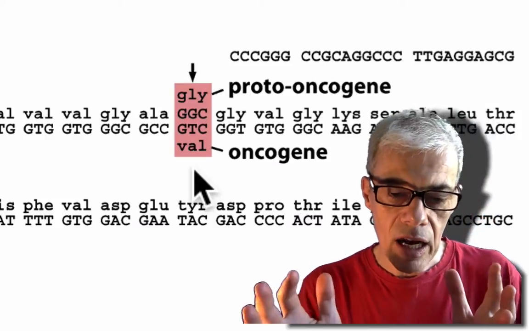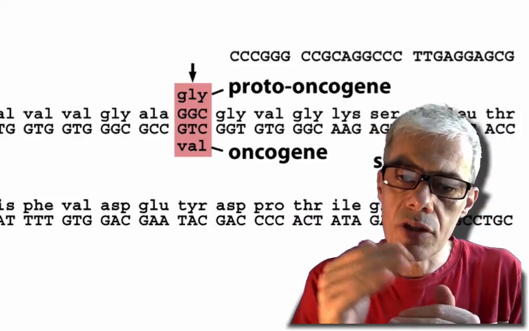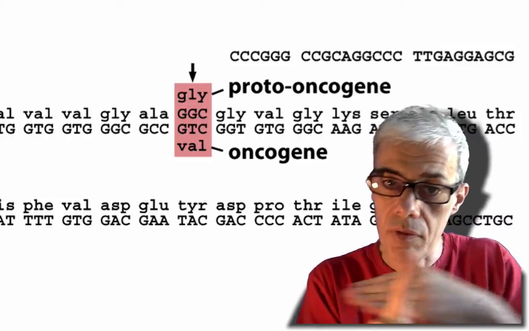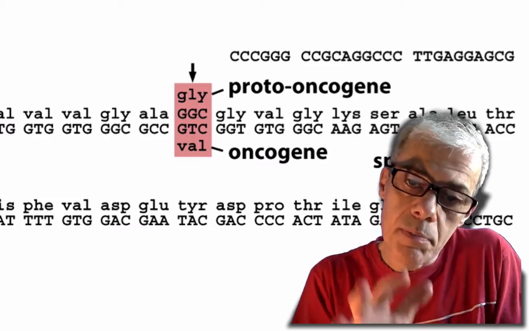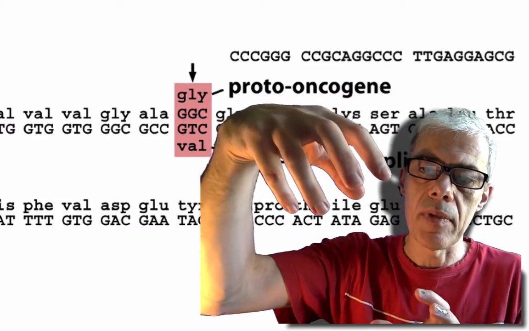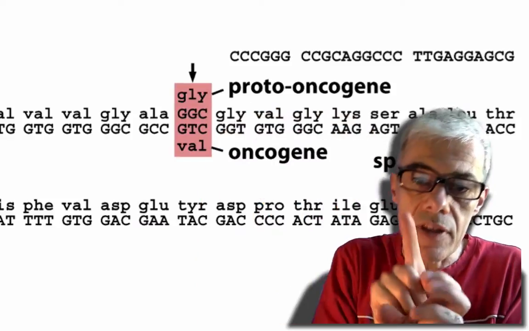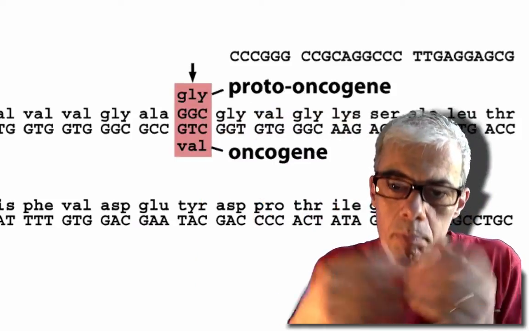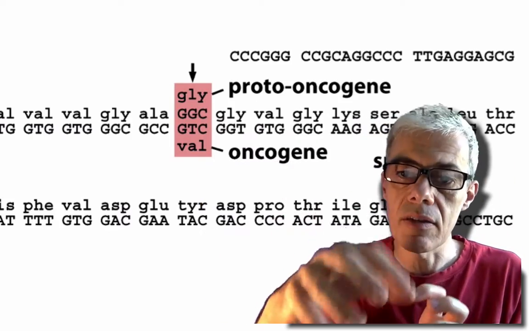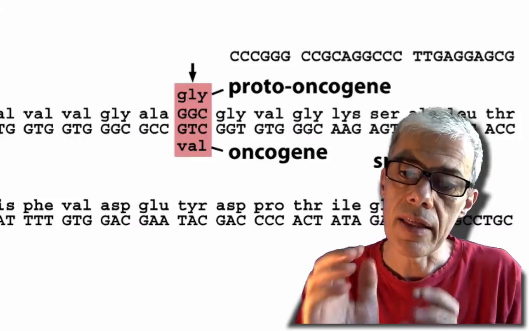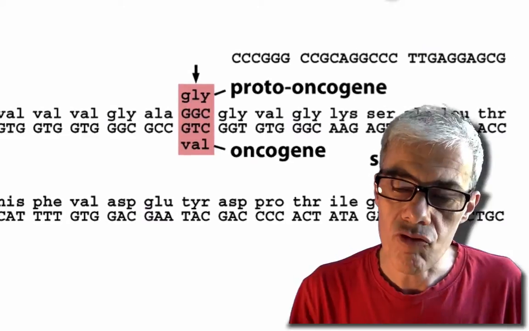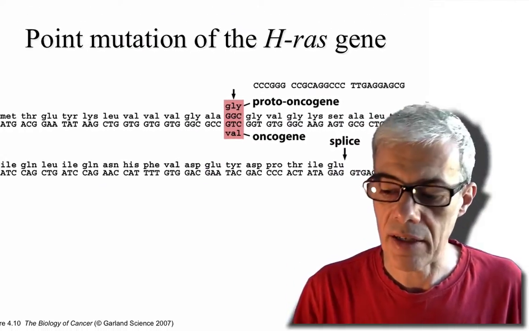Now, if you think about it, glycine is the shortest, smallest amino acid residue there is. It's just a hydrogen atom off the backbone. Valine has these big protruding methyl groups. It's a big tree of an amino acid residue, as opposed to this tiny little glycine. So you put this big bulky thing into the protein sequence here. And that causes a change in protein function, and it causes the Hras protein to be hyperactive.